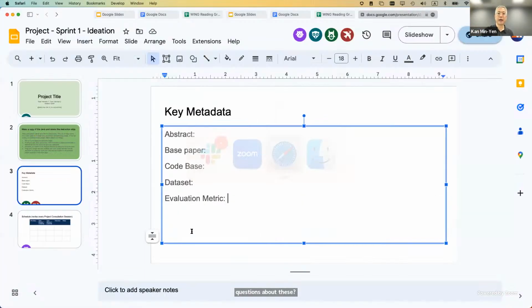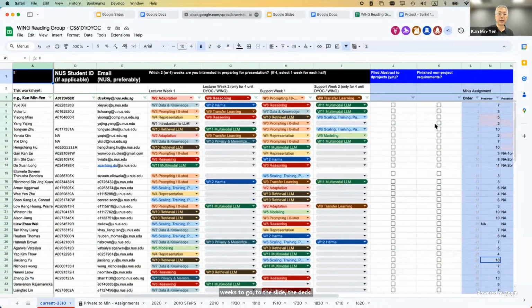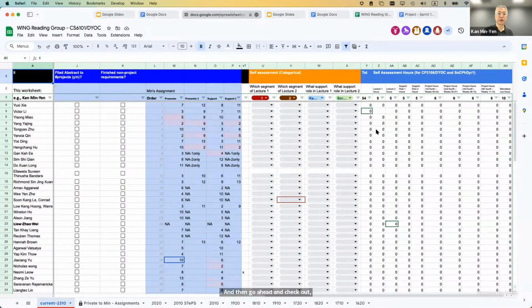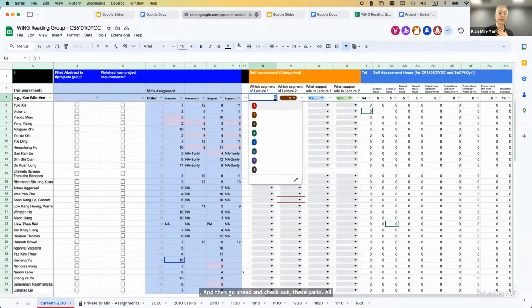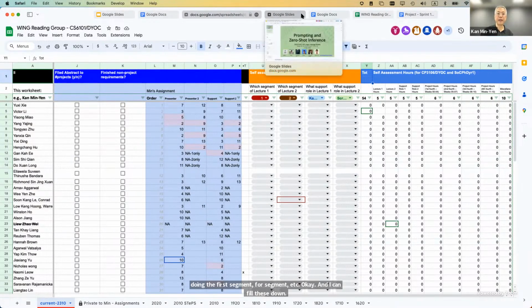You can go ahead, if you're assigned some work in the past couple of weeks, to go to the slide, the deck, and check out these parts. For example, if I was part of lecture 1, I would say which segment I am doing: the first segment, third segment, and so on, and I can fill these out. I've already taken 15 minutes of time, so we're not going to do that any longer.